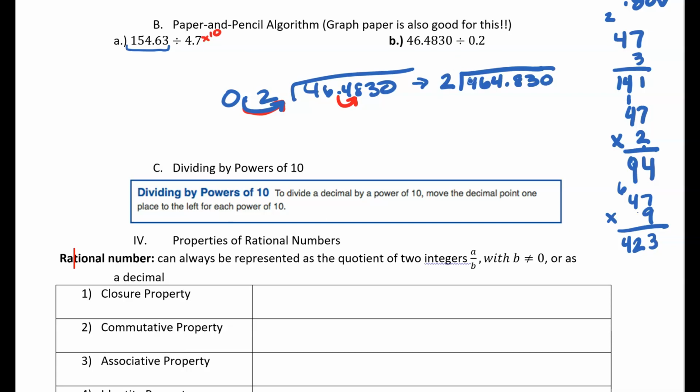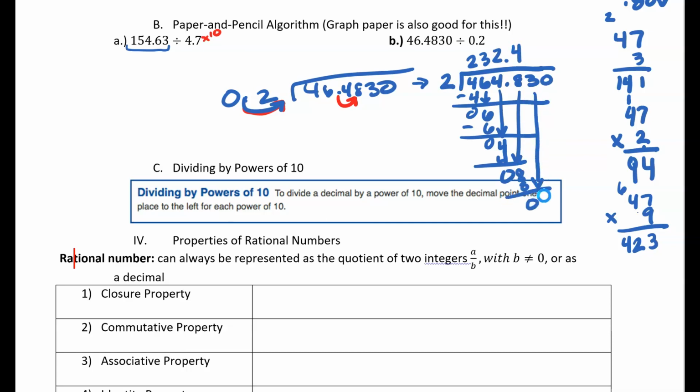So 2 goes into 4 twice. 2 times 2 is 4. Bring down the 6. 2 goes into 6 3 times. 3 times 2 is 6. Bring down the 4. 2 goes into 4 twice. Bring down the 8. 2 goes into 8 4 times. 4 times 2 is 8. 2 goes into 3 once.